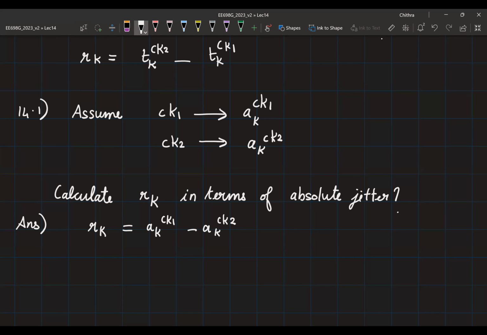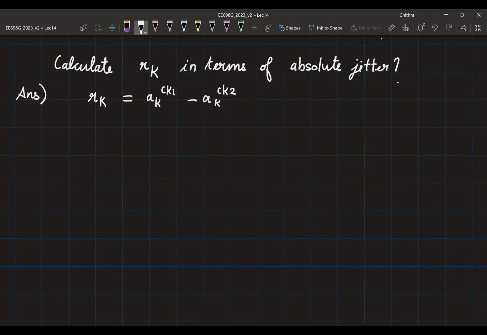Okay. So far we have been comparing how the edges of a clock have been shifting with respect to another clock, either an ideal clock or another real clock. Now, what happens if we compare how the edges are shifting within the same clock, right? So this thought process gives us a jitter definition called the period jitter. This is represented using PK. So let's say I have a clock.